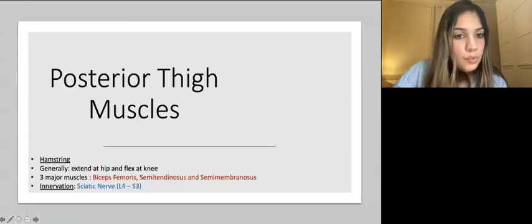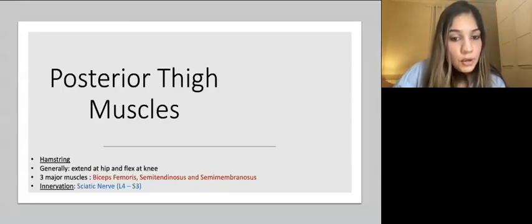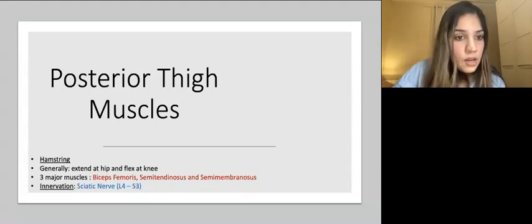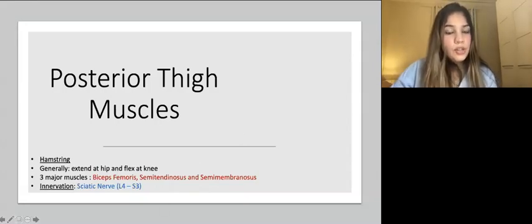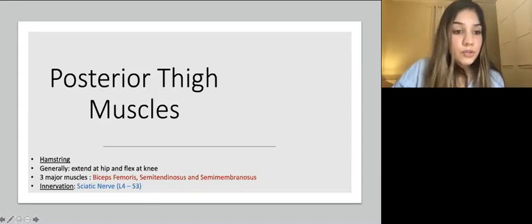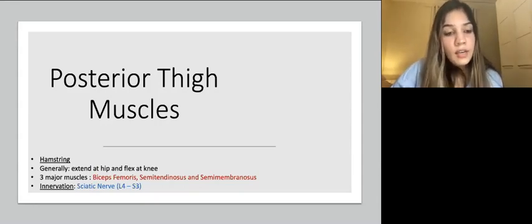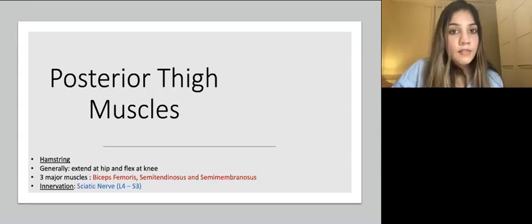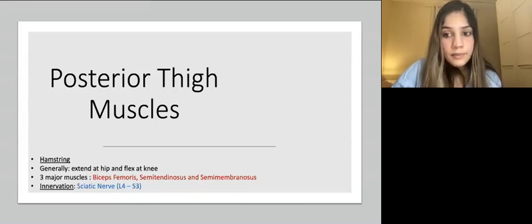Okay, so we'll just quickly go through the posterior thigh muscles. So your posterior thigh muscles are known as the hamstring muscles, and generally they extend at the hip and they flex at the knee. And there are 3 major muscles that make up the posterior thigh muscles, and they're primarily innervated by the sciatic nerve, so L4 to S3.